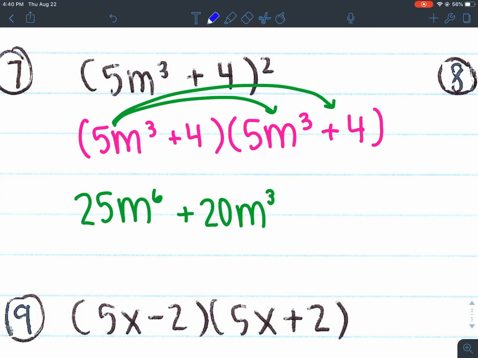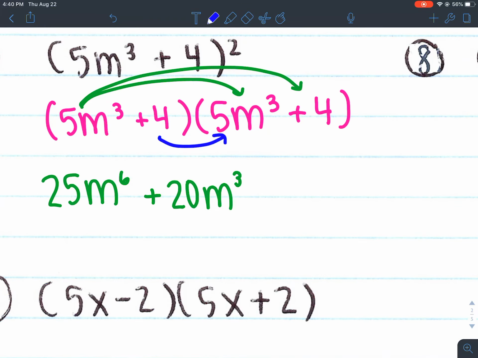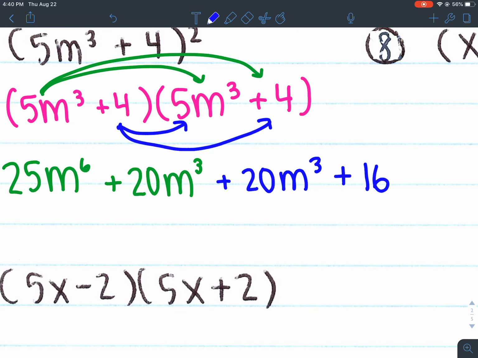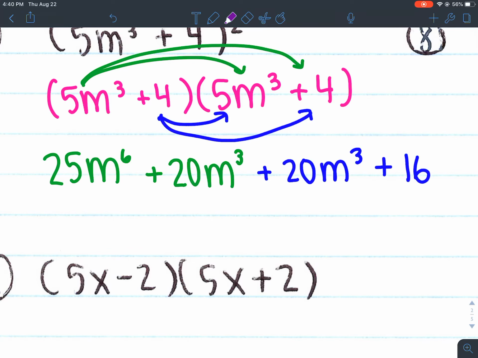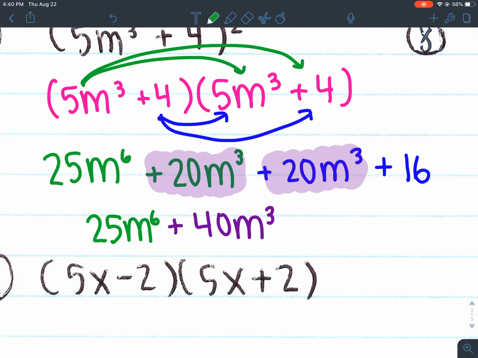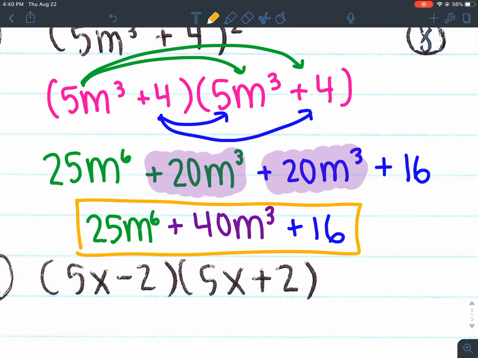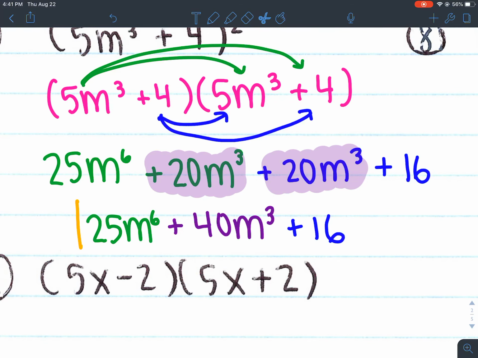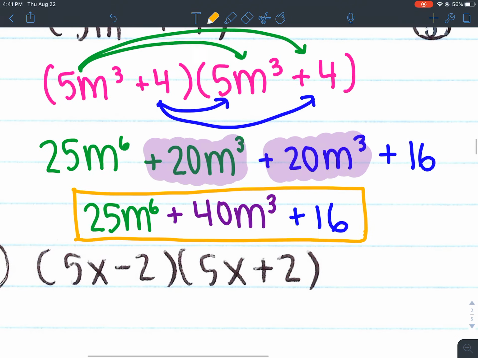All right, next step. We have 4 times 5m cubed, which is still 20m cubed. Don't forget your variable. We tend to do that sometimes. 4 times 4 is going to be 16. Like terms, I have 20m cubed plus 20m cubed, which is going to give me 40m cubed. And then I have 25m to the 6 in the front, and then a 16 in the back. And I cannot simplify that any further, so that is my simplified form because I cannot combine any other like terms.